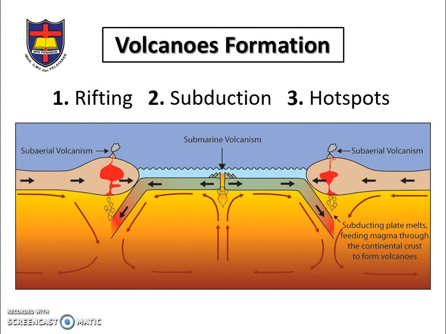It is because volcanoes can be formed in three ways, which result from the mechanism of plate movement. First, by rifting. Second, by subduction. And the third is by hotspot.